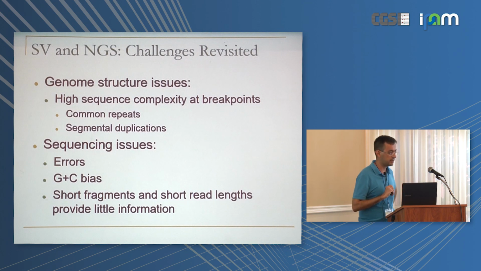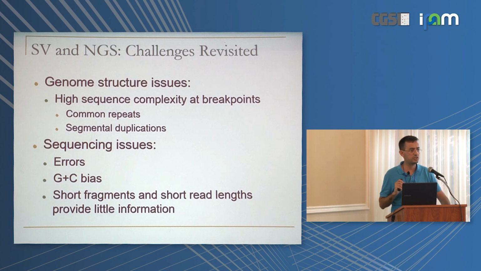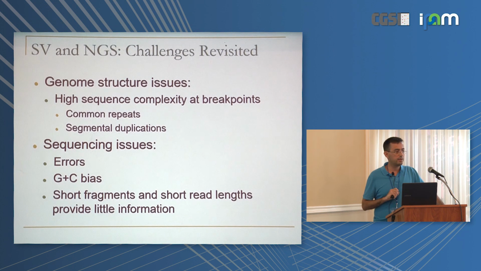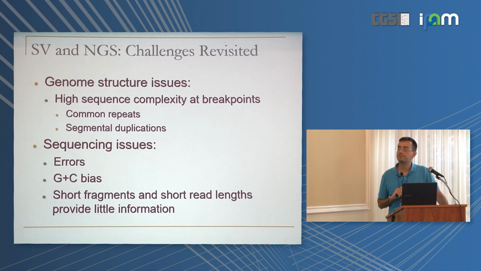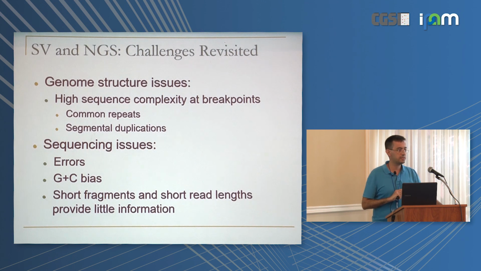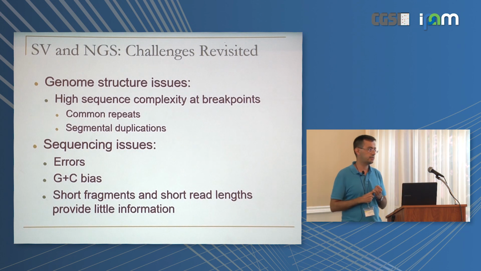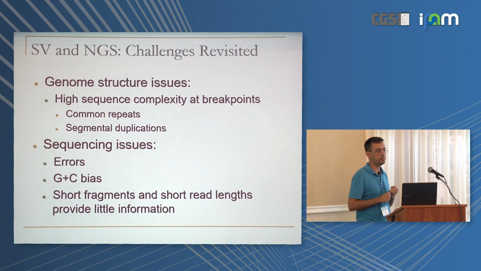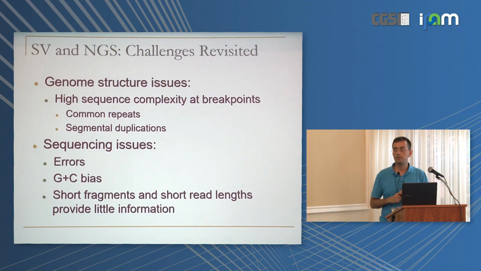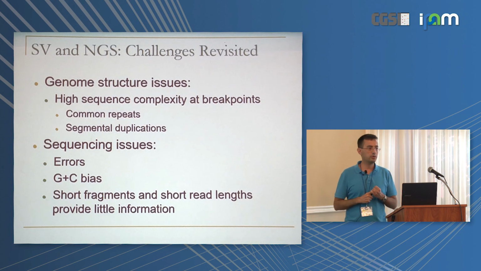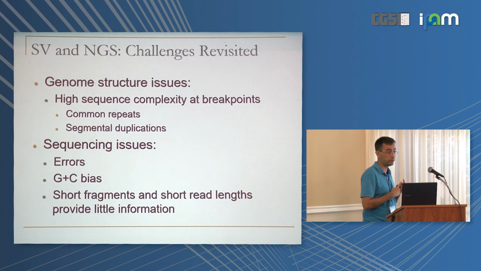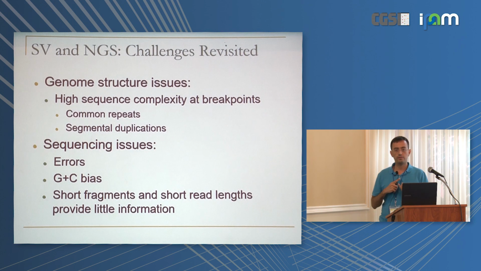So far, everything that I was talking about was for historical and teaching purposes, really. But now we have newer and more exciting technologies that give us additional power in structural variation assessment. So again, there are different challenges in SV detection using NGS. Some of them are issues related to genome structure. There is high sequence complexity at the breakpoints of structural variants. That means there are common repeats or segmental duplications in the flanks. And there are also sequencing issues. So we have short reads, we have erroneous reads, we have GC bias, and we have short fragments.